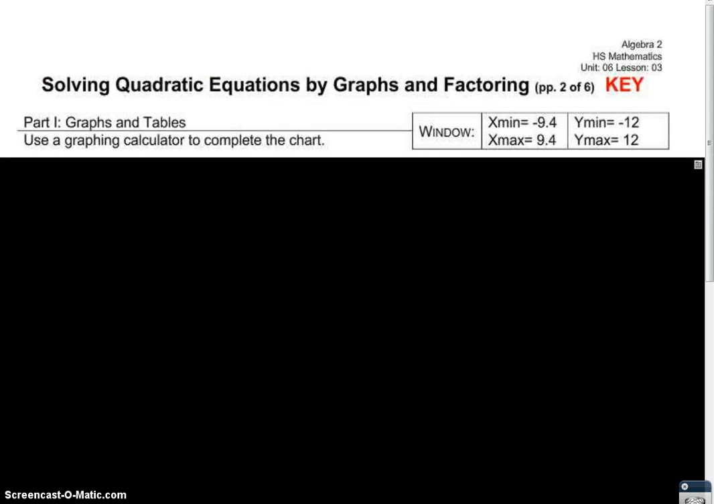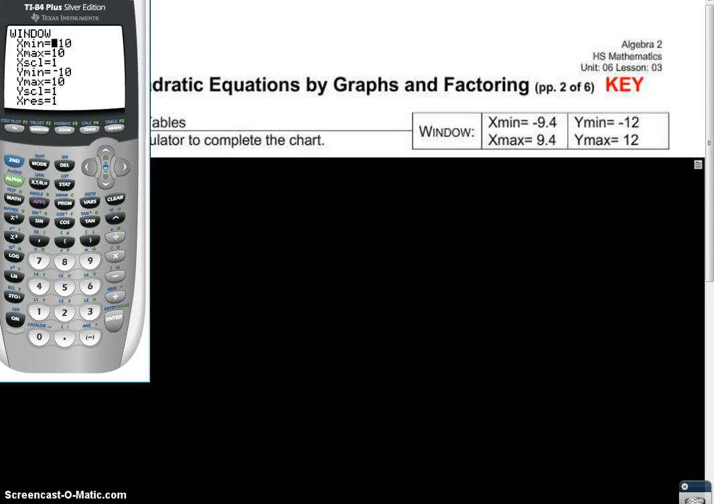Okay, so for part 1, graphs and tables, it says we're going to use a graphing calculator to complete the chart. Now if y'all look, it wants me to change my window. So if I go to my graphing calculator and I hit window, it's going to pop up. For x minimum, I want negative 9.4. And for x maximum, I want 9.4. For my y minimum, I want negative 12. And for my y max, I want a positive 12. Make sure that you change the window if it asks you to do so.